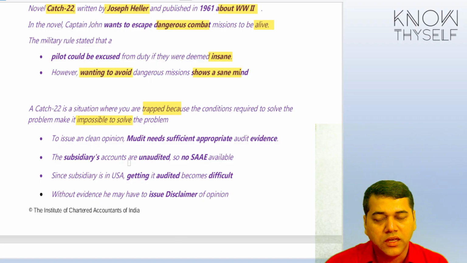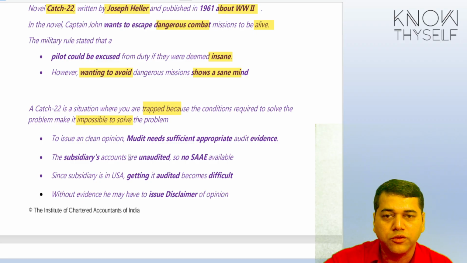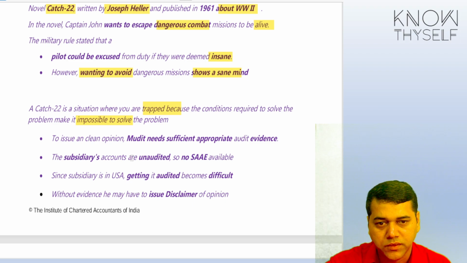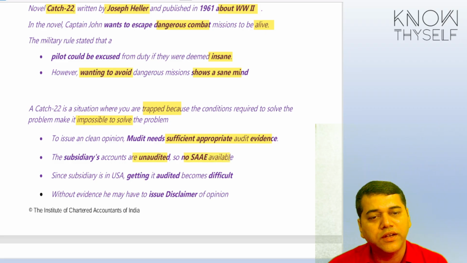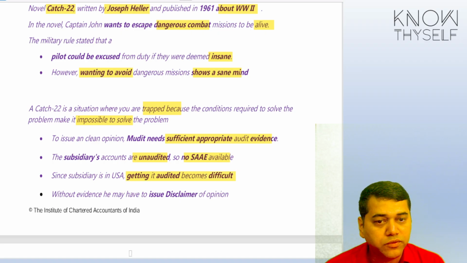First of all, what is the objective of the audit? You have to figure out there is no material misstatement. How do you ensure that? You have to gather sufficient appropriate evidence. Now, if it was only the parent, not an issue. But you got a subsidiary which has not been audited. So how do you get evidence about it? Can you get it audited? Because it is sitting in the USA, getting an audit becomes very difficult.